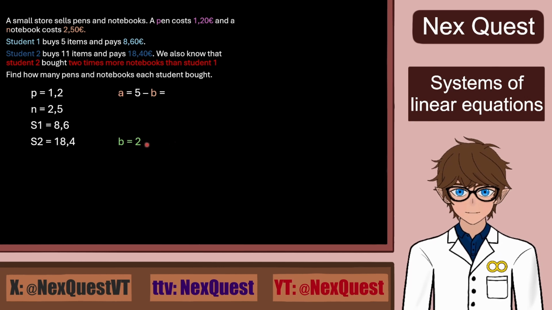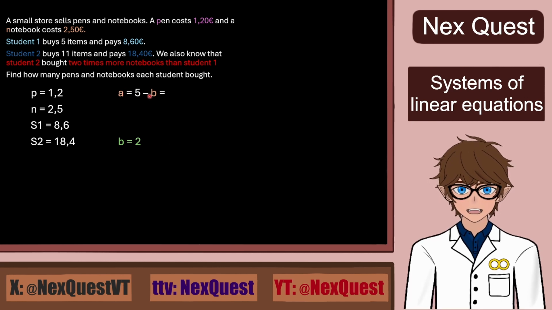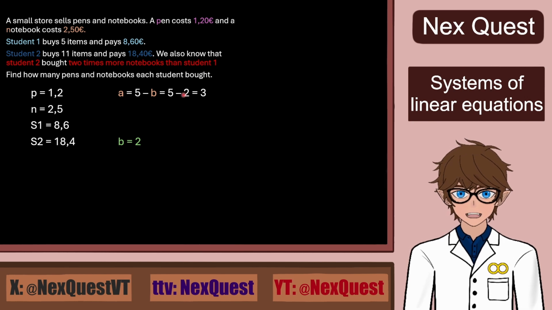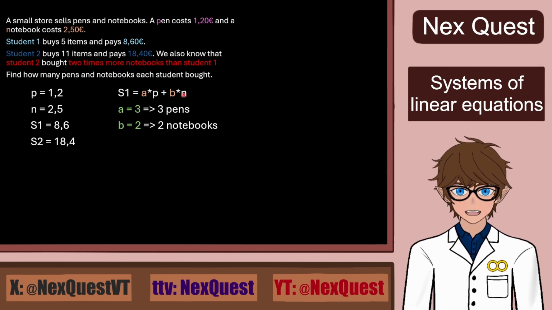Now we can put the B value inside here so we can calculate how many pens we bought, because B is the notebook number, and 5 minus 2 is 3, so we have 3 pens and 2 notebooks.